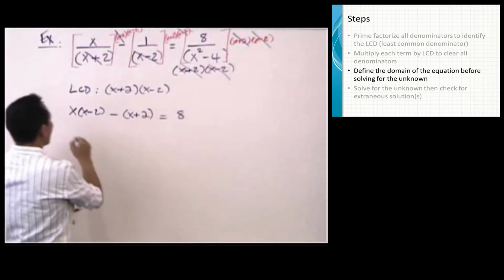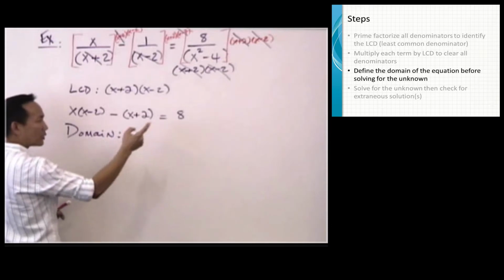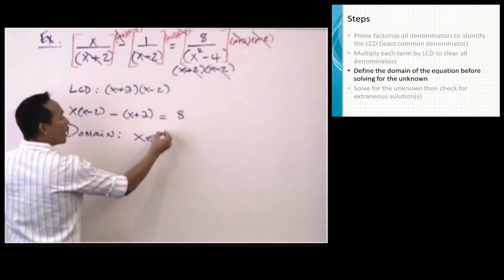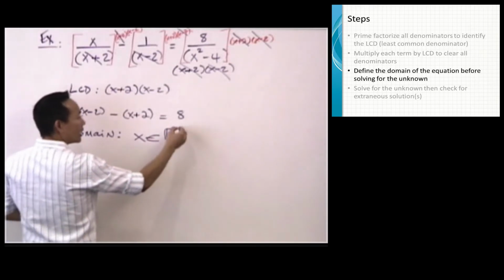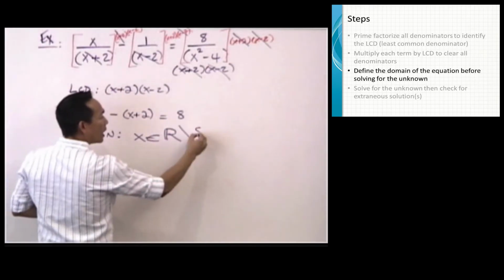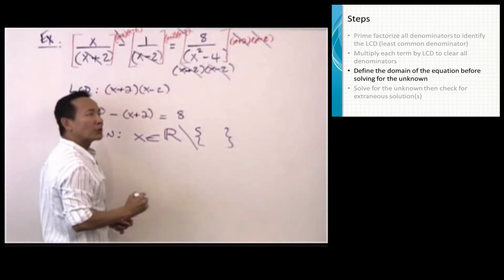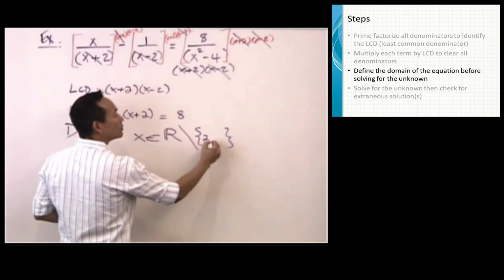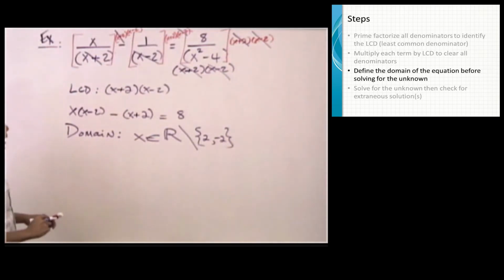So therefore, the domain of this equation, as I mentioned earlier, is the set of all possible real numbers, excluding those that make the denominators 0. In this case, two numbers, 2 or negative 2. And then solve.